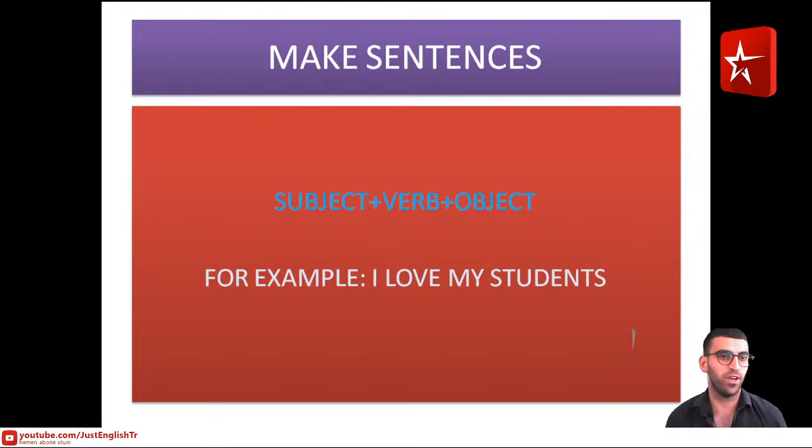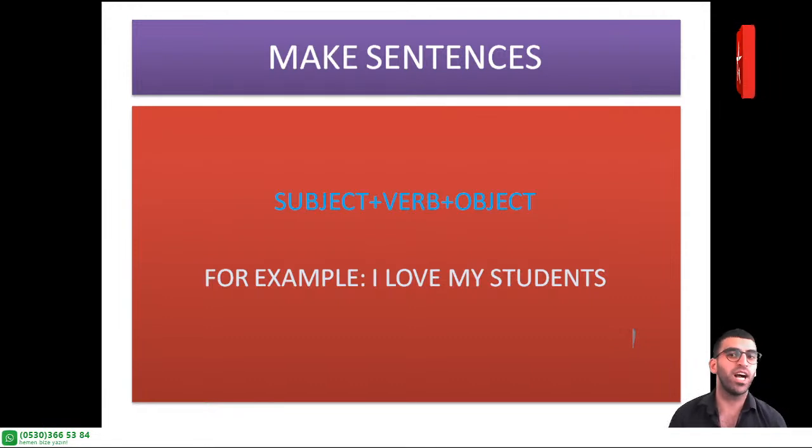As you know, in English we have the subject, the verb, and the object, right? For example, I love my students. I is a subject, love is a verb, and the object is my students. You have to learn how to make the sentences in English, what is the subject, what is the verb, and what is the object, and you have to apply the tenses to the sentences. For example, if you want to talk about the future, you can add will.